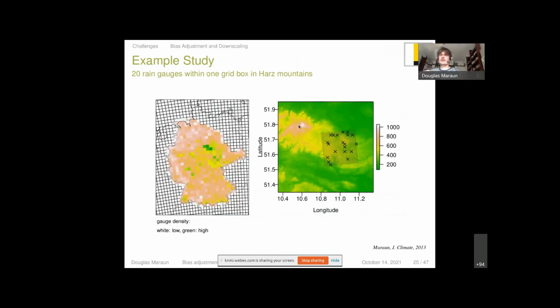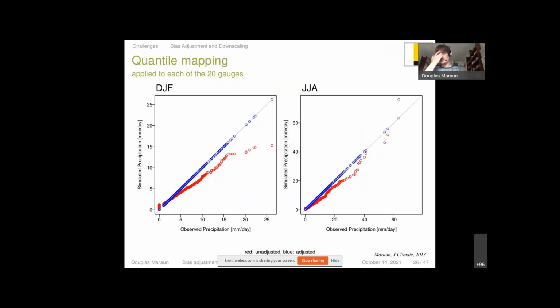And this is what I want to show you. So I looked into a certain region where we had many, many stations in Germany. So here in this RCM grid box area, we had more than 20 rain gauges. So basically the area average of these 20 something stations corresponds roughly to an area average over the region. And I applied quantile mapping separately to summer and winter. So each time series was adjusted, and I didn't even do a cross-validation. So the mapping was just perfect here. You see, this is before the correction, the red, and after the correction, it's blue. So the model is really perfect.